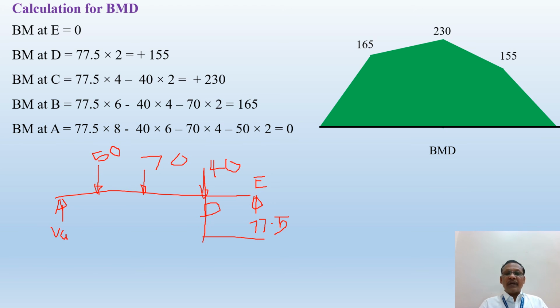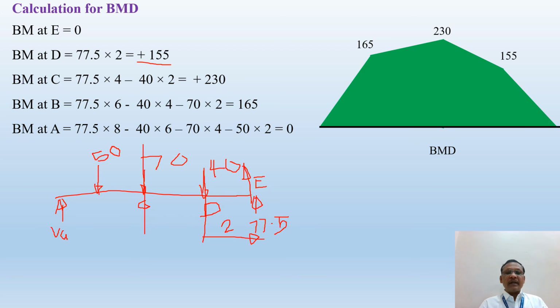77.5 into the perpendicular distance, which is 2 meter. So 77.5 into 2, and it will create a moment in the anti-clockwise direction. That's why it is taken as positive. 77.5 into 2. Then bending moment at C. This is the point C. So you take the next section at C.